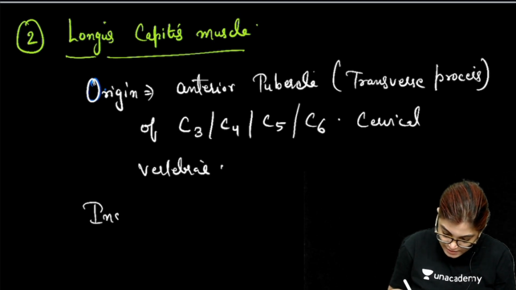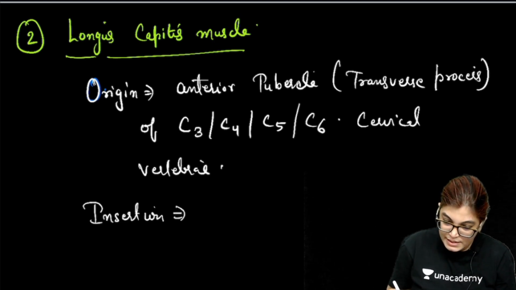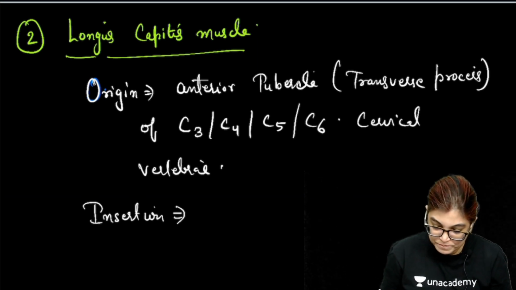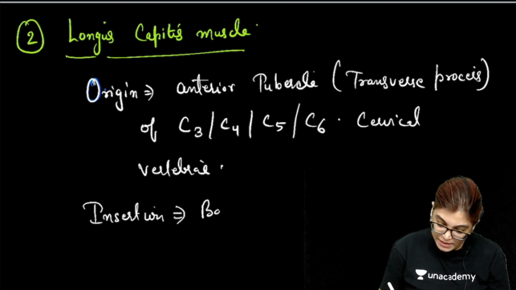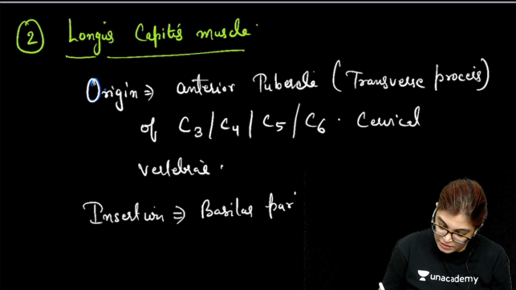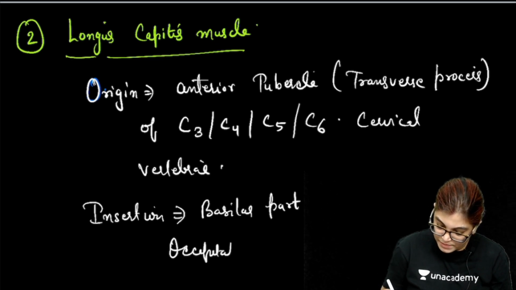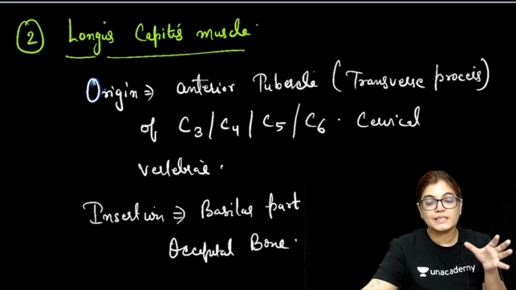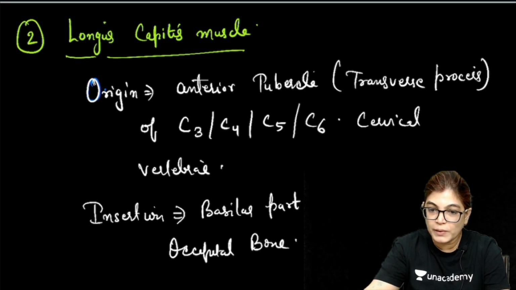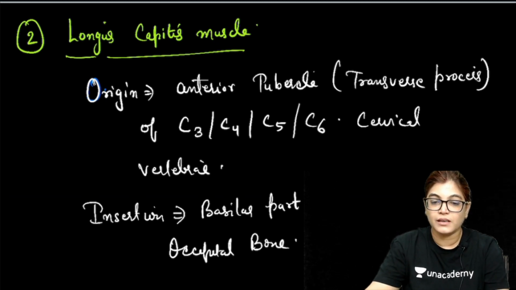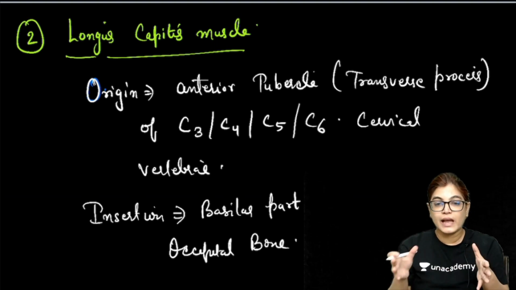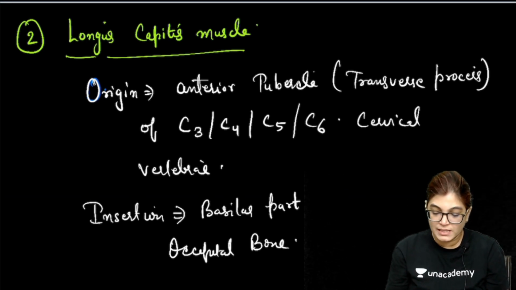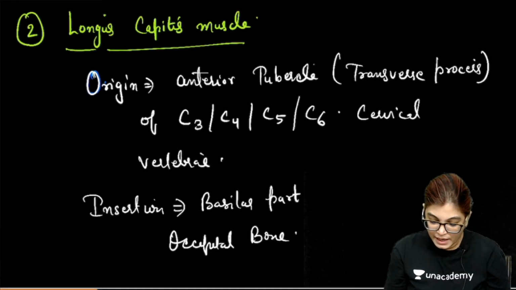And if we talk about insertion, it is inserting onto the occipital bone, onto the basilar part of the occipital bone. If you want to be more specific, it is inserting onto the sides of the pharyngeal tubercle, which lies in the basi-occipital bone. It is just lying on the lateral aspect of the pharyngeal tubercle, which is lying in the basilar part of the occipital bone. Yeah, so we are done with this.